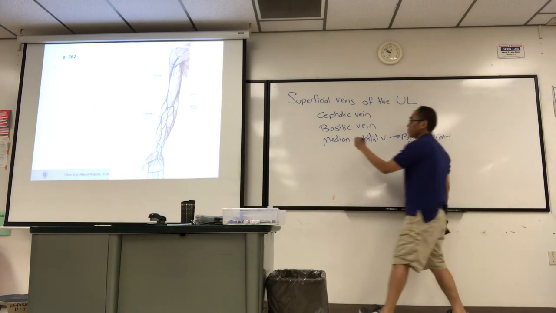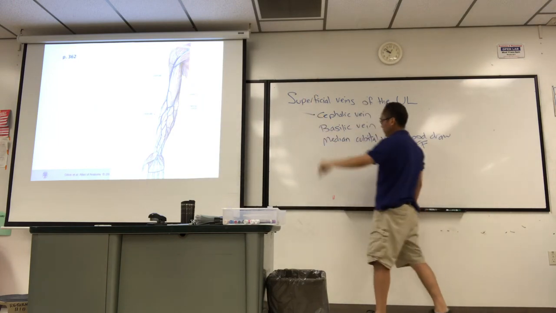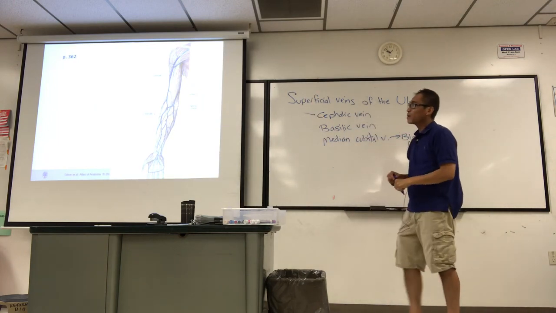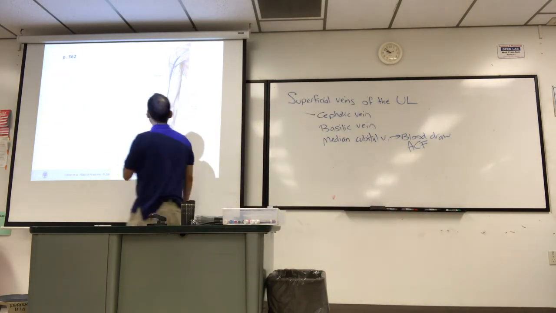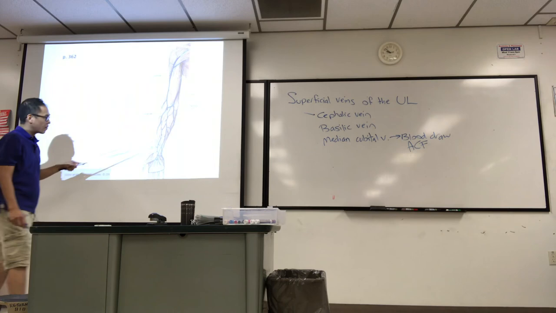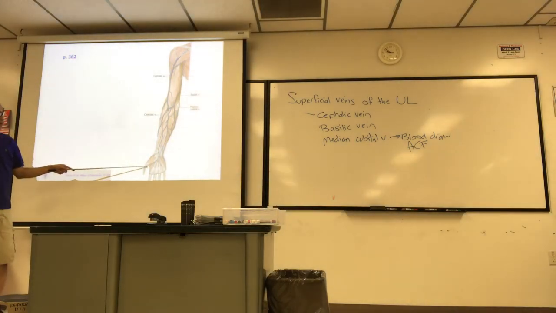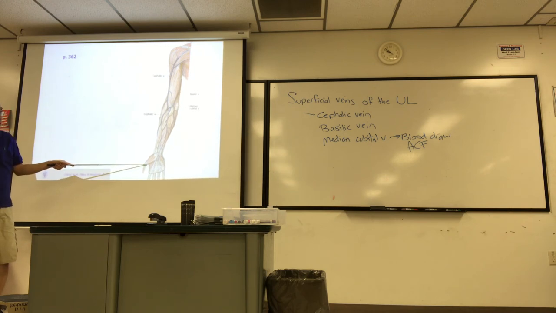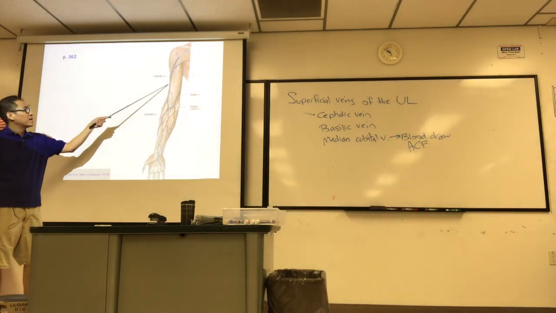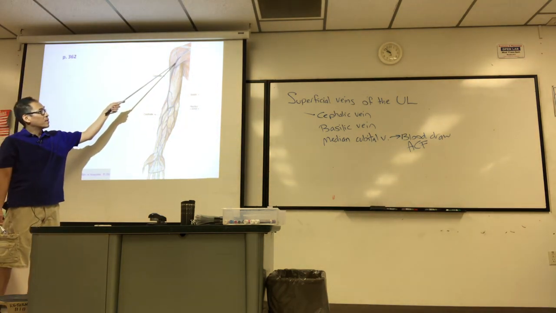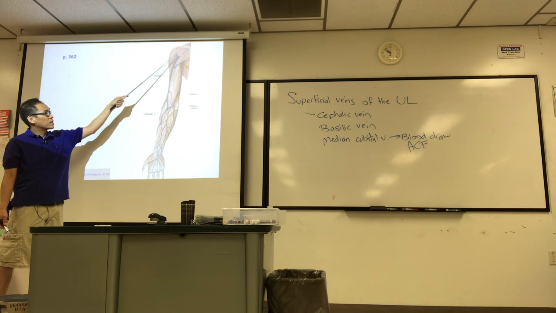This one I already named. We talked about it in the deltopectoral groove earlier. And so you can see it up here. But it starts way down there, back of the hand, on the thumb side. So I don't know, that's kind of what I always do. I just think, okay, where's the thumb? And I just look for the blue blood vessel that runs all the way up. Eventually it's going to drain into the axillary vein.